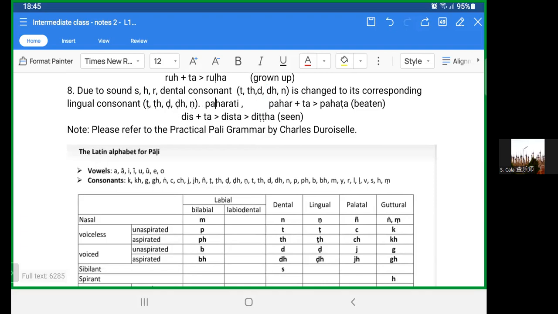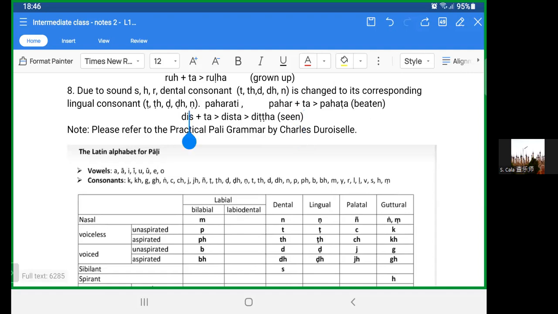For example, Paharati, all right? You see in the example, you got Pahar base and then plus ta, right? Then why does the T change to T dot? Okay, it's because of the influence of R. R is lingual by itself. When you say Pahar ta, instead of saying it with dental ta, you change it to Pahar ta with the lingual. So this means that the T following the R becomes a lingual. This is quite common also.